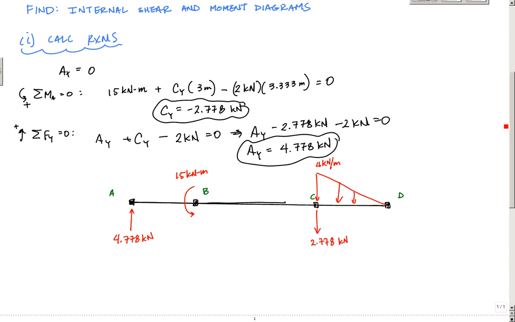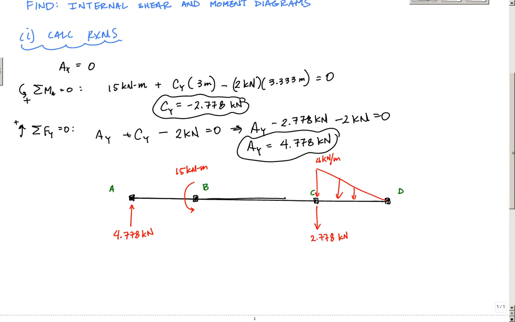All right, so let's now move on. We calculate the reactions. Now we've got all the forces concentrated and the external reactions and the external loading all on my structure. And now I've got to draw the internal stuff.